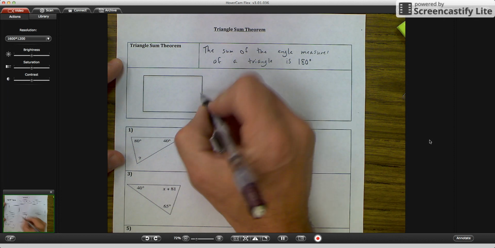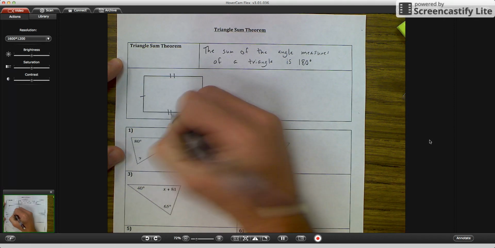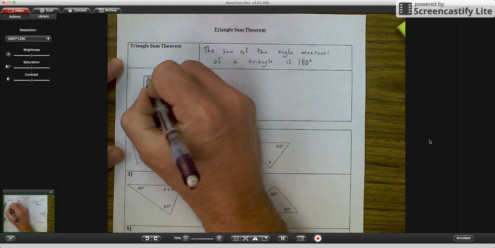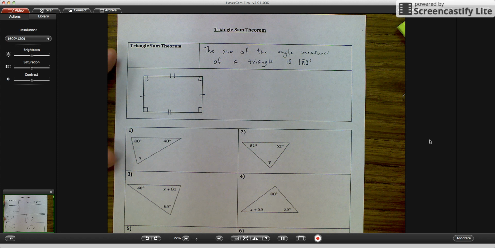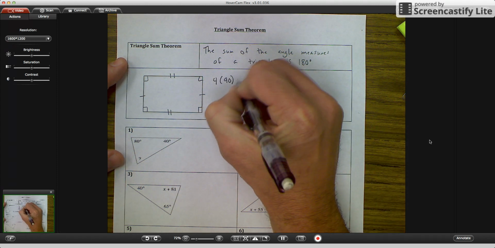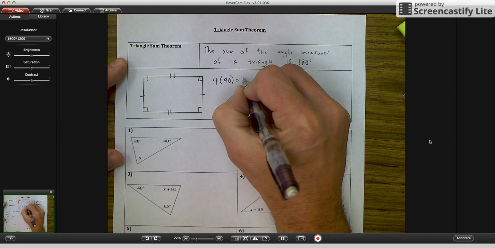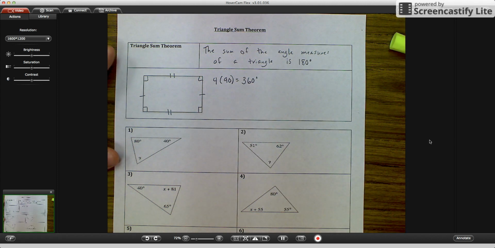Now this shape is a rectangle. So we have opposite sides that are congruent, and we have 4 right angles. Since it is a rectangle, we know we have 4 right angles, and we can say that we have 4 90-degree angles. And how many total degrees is that? Well, that is 360 total degrees for a rectangle.